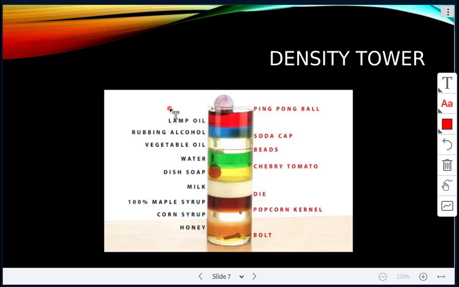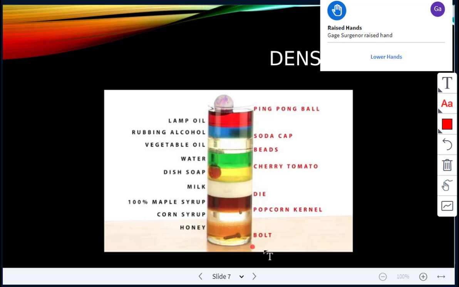Look at all the different liquids. On the left-hand side, we've got honey at the very bottom, so therefore it's the most dense. Milk, water, oil, and then a lamp oil here. Then we've got some other materials here on the right-hand side. The metal bolt here would be the most dense at the bottom there.